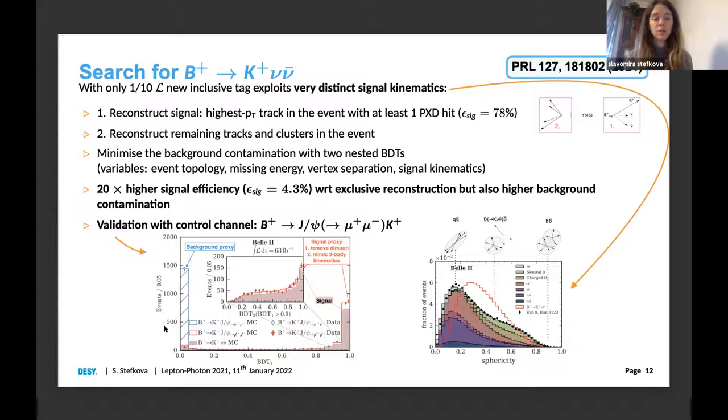And you can see the plots of the data Monte Carlo agreement for both BDT1 and BDT2 on this plot here. You can see an example of the differences between the signal and the background on the plot on the right here, where our signal in red is more spherical than continuum background, but less spherical than BB bar background.